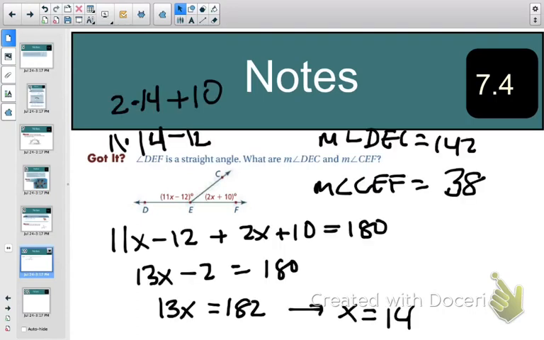Alright, so I got x equals 14, so I plug it back in, and I got the measure of angle DEC is 142, measure of angle CEF is 38. And if we add those together, they do equal 180. So, looks like we did it. Hopefully we did it. I did it. Hopefully you did it. Okay, and that's all I've got.